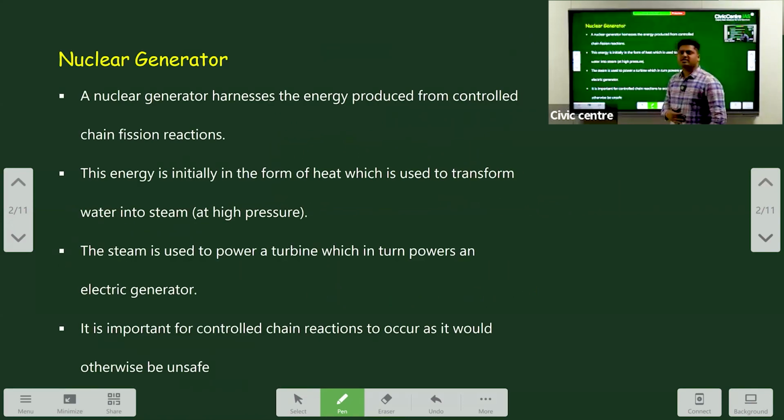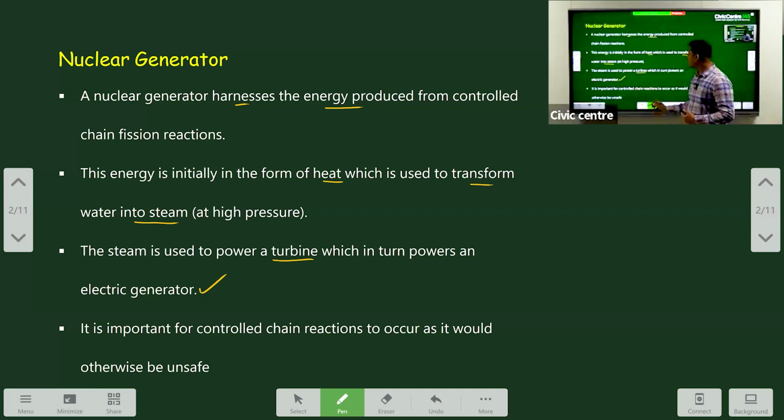inside the nuclear reactor is the controlled nuclear fission reaction. So it harnesses the energy produced from the controlled chain fission reactions. This energy is initially in the form of heat. So that heat energy is used to transform the water into the steam, and this steam is used to power a turbine from which we are going to generate the electricity through an electric generator.